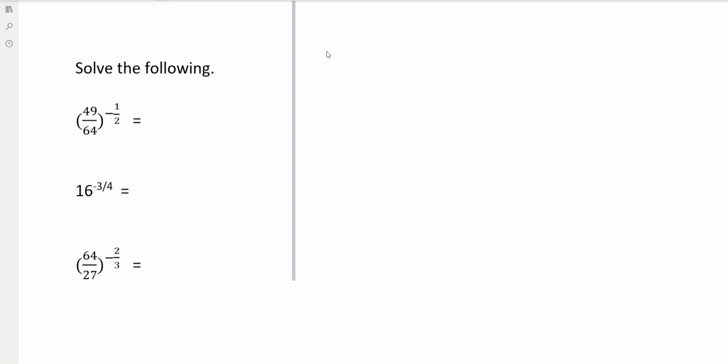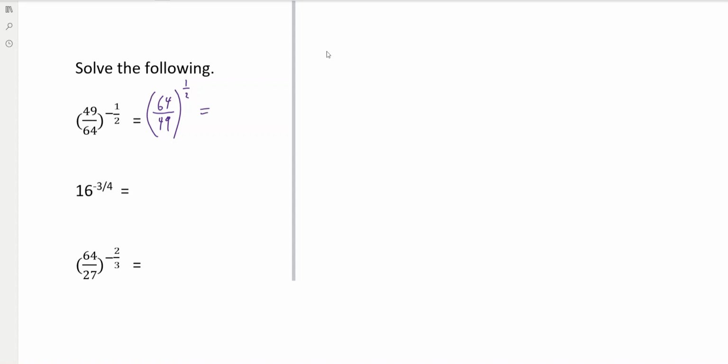So the first example, we have 49/64, and then we have to the exponent negative 1/2. Well, what we can do is we can go 64 over 49. So now we have flipped it, and we can have a positive exponent. So the only thing that's changed is that these have flipped and this became positive.